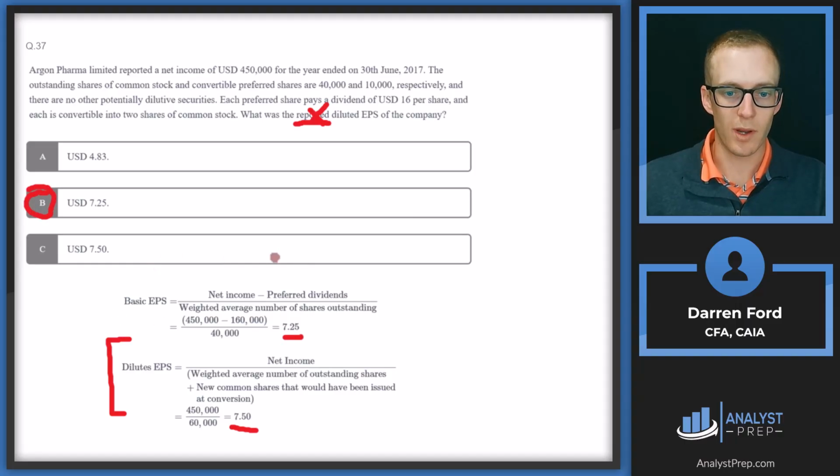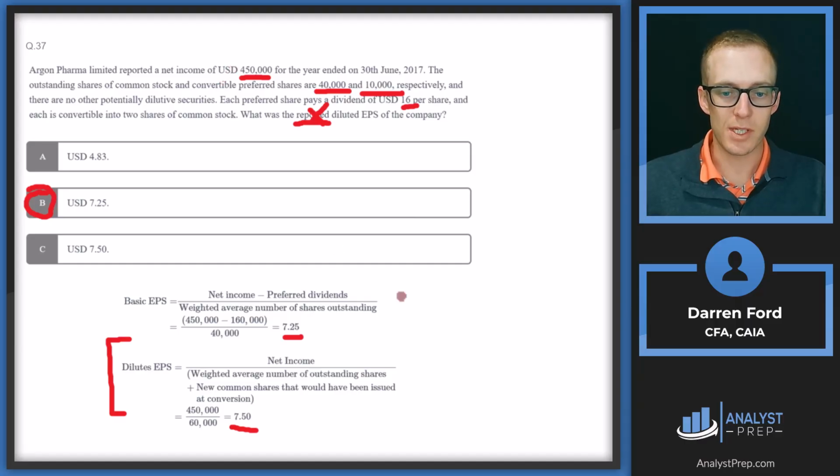So let's walk through the actual calculation. So net income minus preferred dividends. So we've got net income of $450,000, preferred dividends of, we get 16 per share, and we have 10,000 shares. So that's going to be how we calculated this 160. And then weighted average number of shares outstanding, we have 40,000 of common stock, and then there's nothing else on things changing.